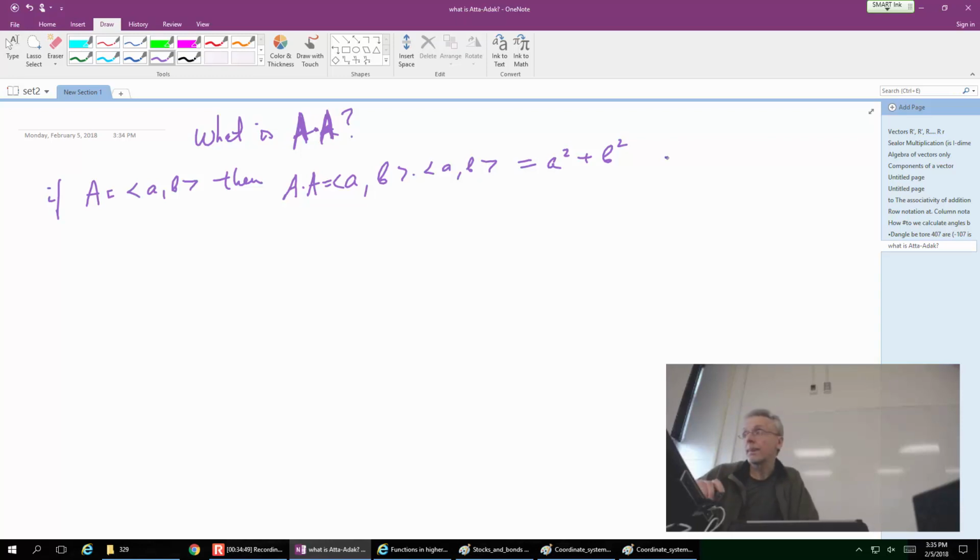A squared plus B squared. The vector is (A, B). So what's the meaning of A squared plus B squared? It is the square of the length of the vector. So you can put it in a theorem. One more theorem is that A dot A is the square of the magnitude.